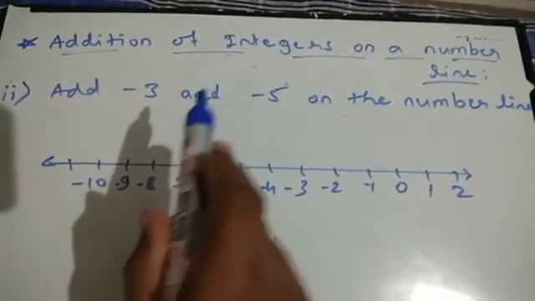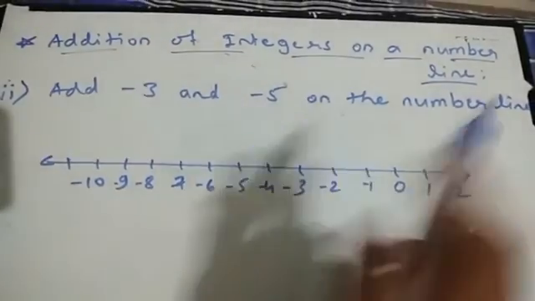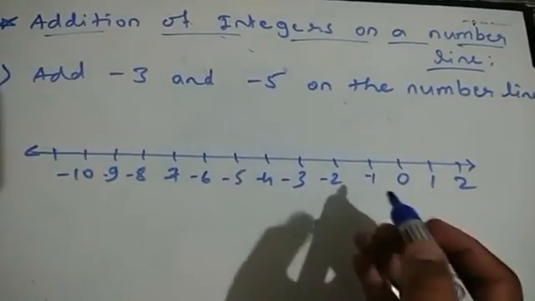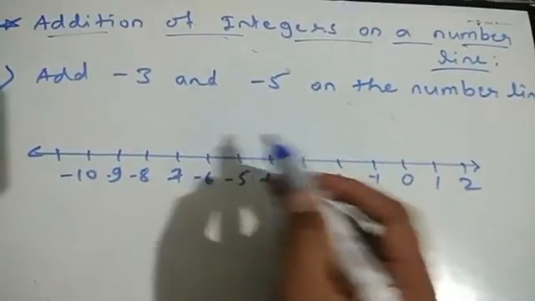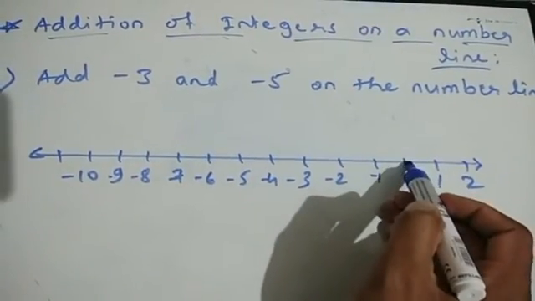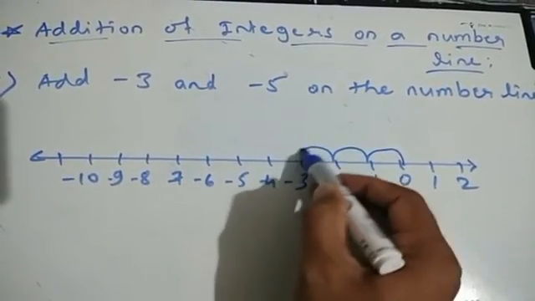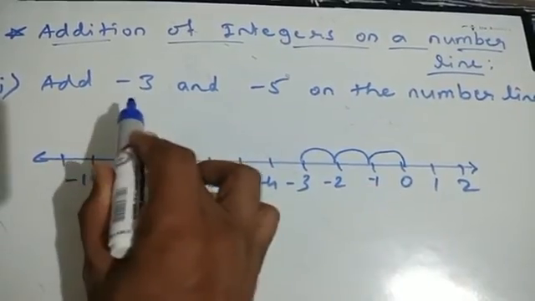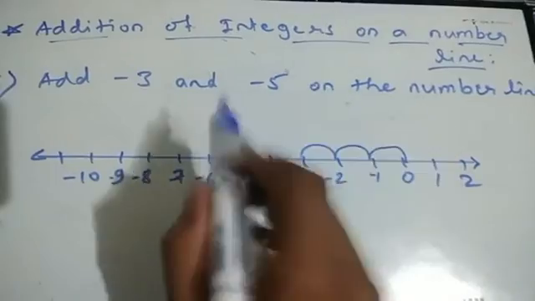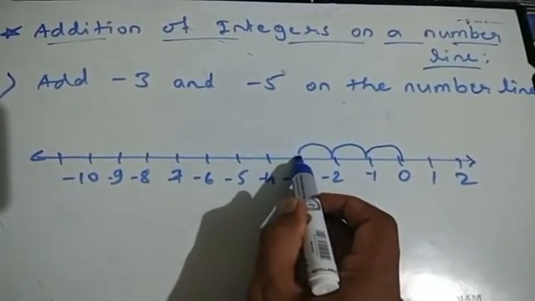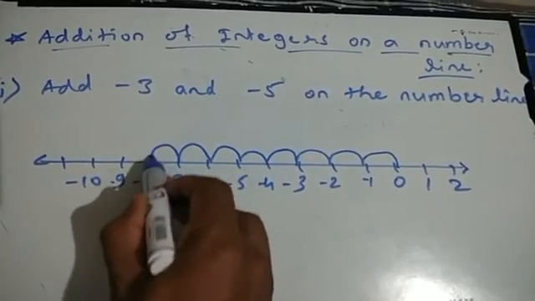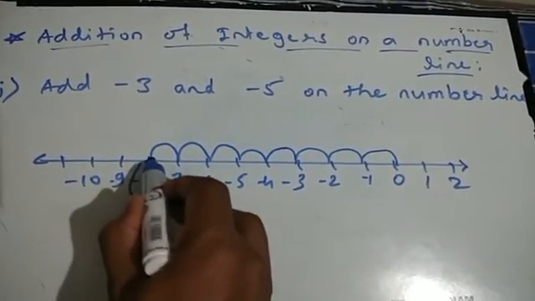Now let's see one more example. Add minus 3 and minus 5 on the number line. Students, in this minus 3, we need to add minus 5. So start from 0 and move towards left hand side as we need to add a minus integer. So 1, 2, 3. So we are now at minus 3. In that minus 3, what do we have to add? Minus 5. So again move towards left hand side only as we are going to add a negative integer. 1, 2, 3, 4 and 5. Therefore where do we reach? We reach at minus 8.